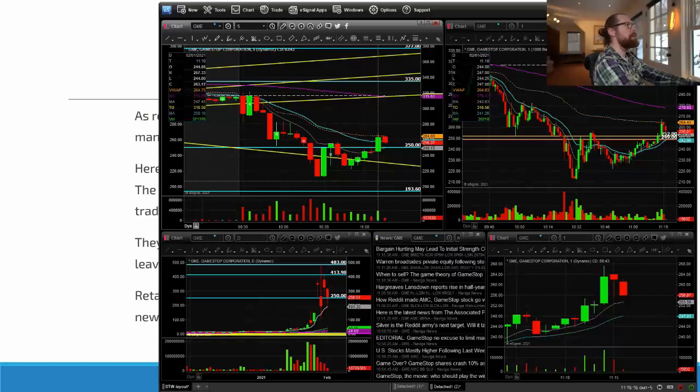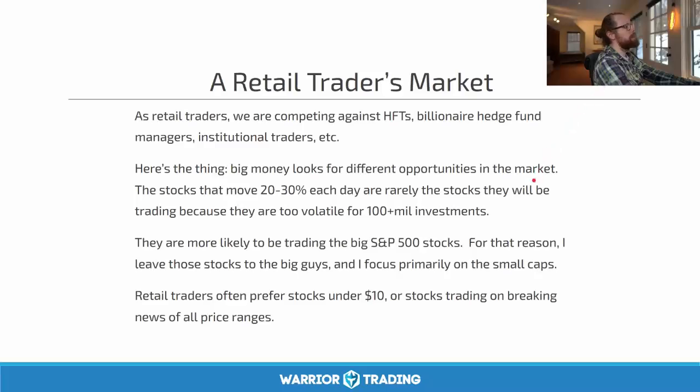And therefore, they would focus on stocks that have higher floats, larger market caps, and much higher daily volume, more likely to be stocks trading in the S&P 500. And so for that reason, I usually leave those stocks to the big guys. I don't usually try to focus on day trading Facebook or Apple or General Electric or General Motors or Tesla. Not that you can't day trade them from time to time, and not that they don't occasionally provide some opportunities on maybe a day that they do have news and high relative volume.